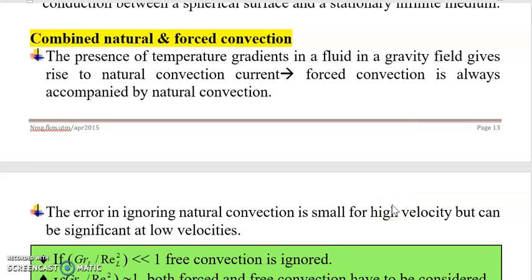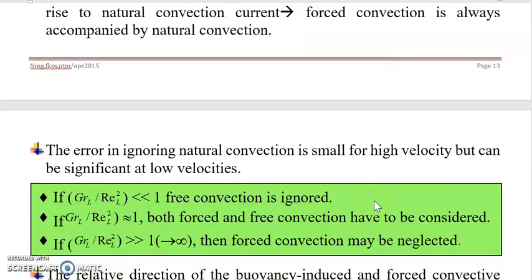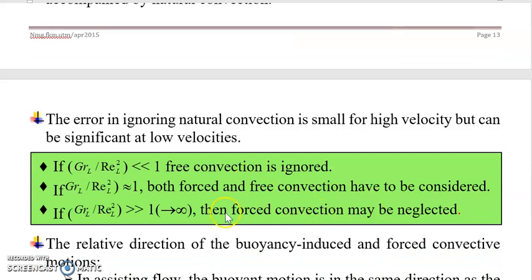But how can we determine whether we should ignore or take into consideration natural convection? We have these three cases. Now, if the ratio of the Grashof number based on the length divided by the Reynolds number squared is much less than 1, free convection may be ignored. 0.4, 0.5, you can ignore it. But if the ratio is approximately 1, you have to perform both forced and free convection analysis. Now, if the ratio is much greater than 1, then forced convection may be neglected and you can just focus on natural convection.